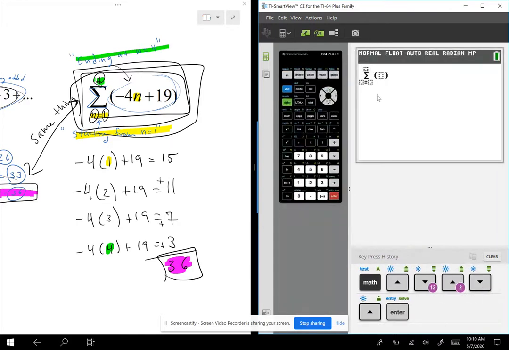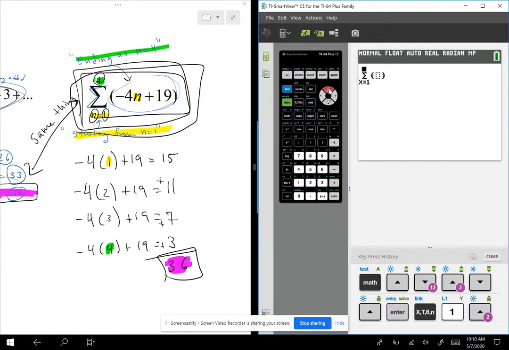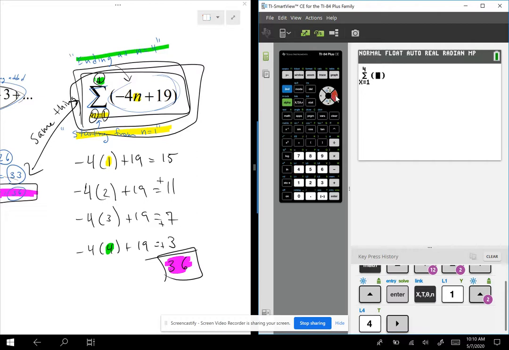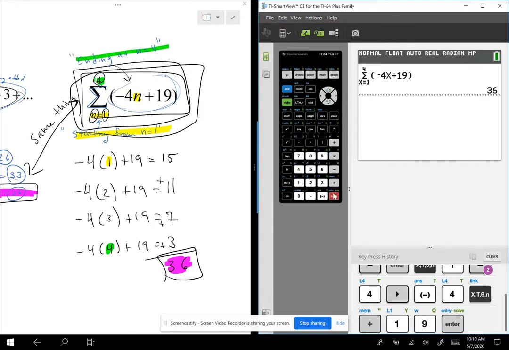You literally just have to plug the things in. Now, just be careful. I would recommend just using X's instead of N on the calculator because it's a lot easier to get to than trying to find N over here. I know it's in alphabetical order, but X, you just have to press this button. It saves you so much time. So X equals 1. Let's move up. We're going all the way up to 4. And in the parentheses, -4. And don't put N because it's not going to know what you're talking about. You got to put X because we're using X over here. Plus 19. And what is the sum of the first 4 numbers of that equation? 36. Look at that.